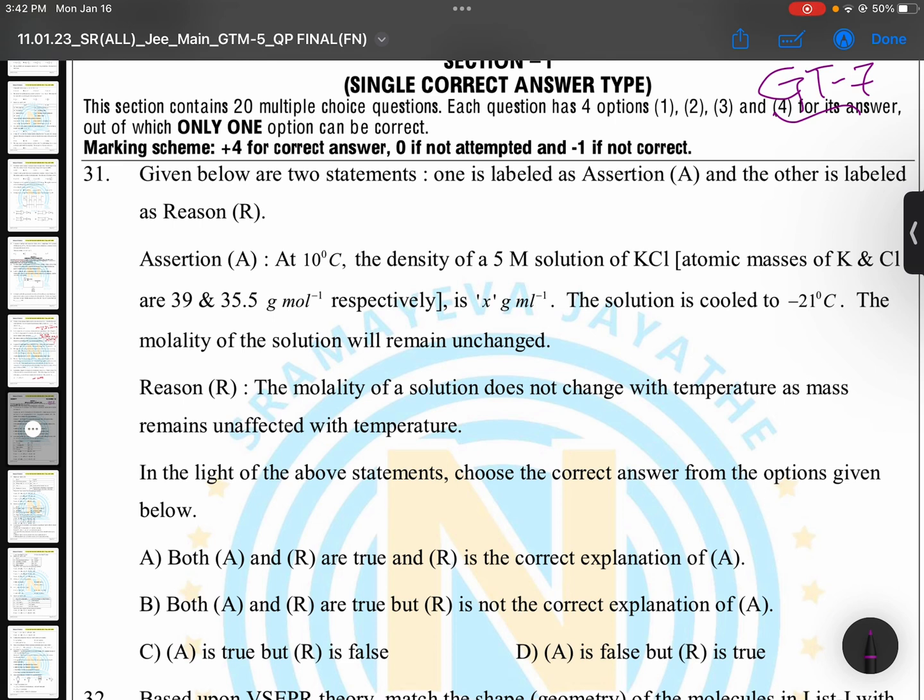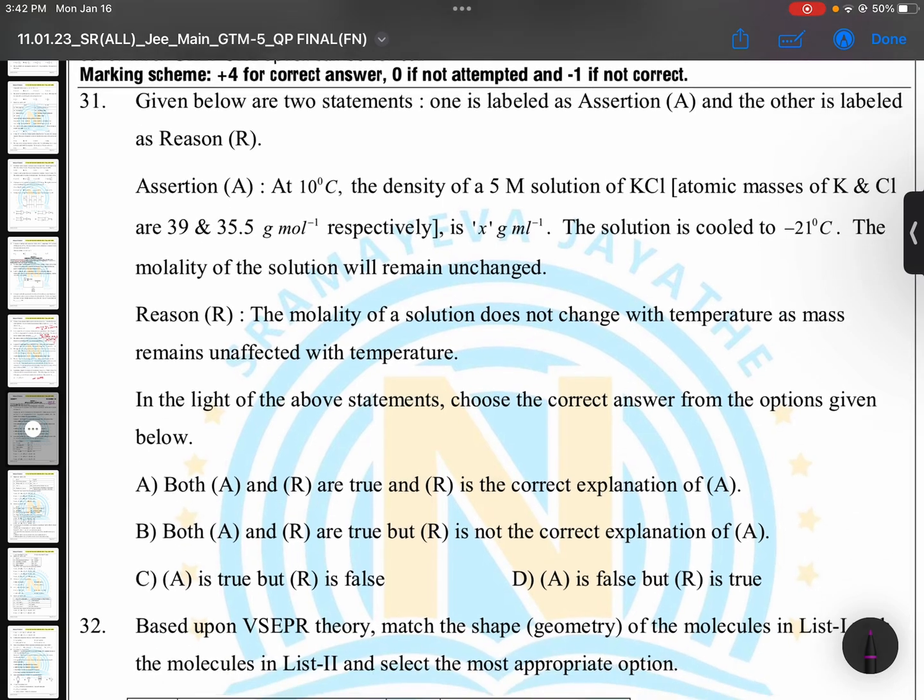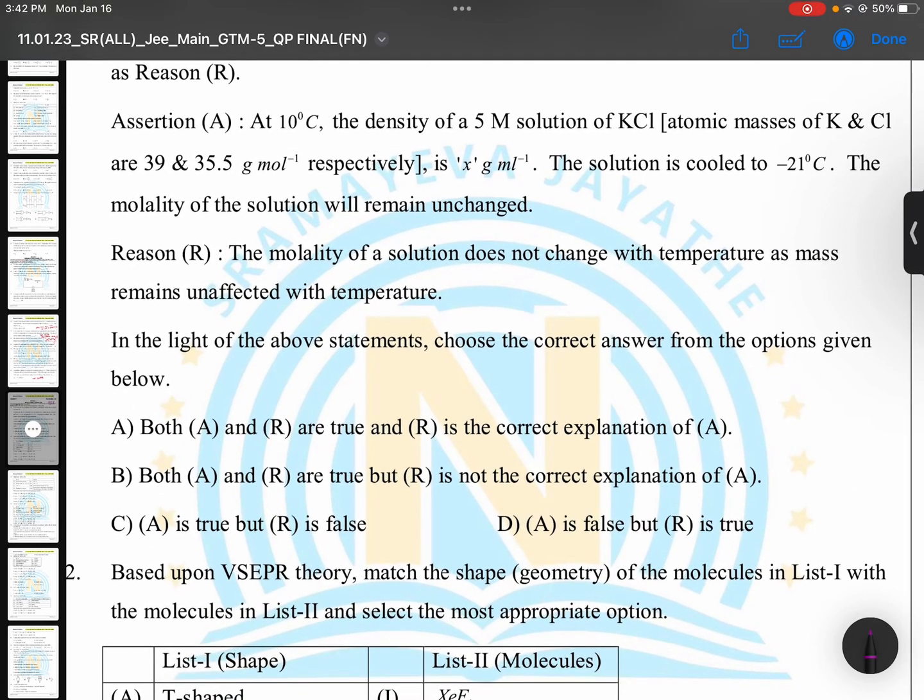Given below are two statements. One is labeled as assertion and the other is reason. See, assertion is: at 10 degrees Celsius, the density of a 5 molar solution of KCl is some x gram per mole. The solution is cooled to minus 21 degrees Celsius, the molality of the solution. Here density is not given, only molarity is given. And what he is asking is the molality of the solution will remain unchanged.